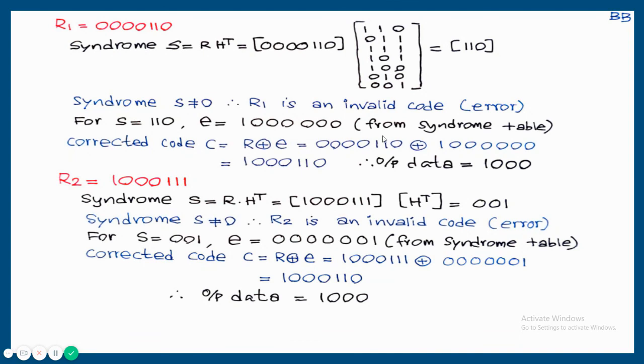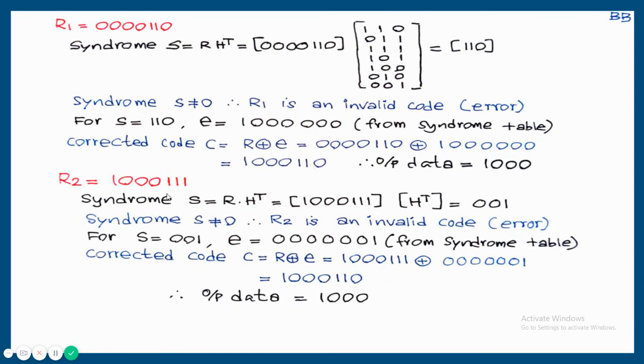I have told you one easy method to get this answer without looking at the syndrome table. That will be like this. Syndrome is 110. Verify where 110 is here. 110 is the first row. If 110 is the first row, the first bit is the error bit. So here instead of 0, we should write 1. 1000110. That is the final answer.